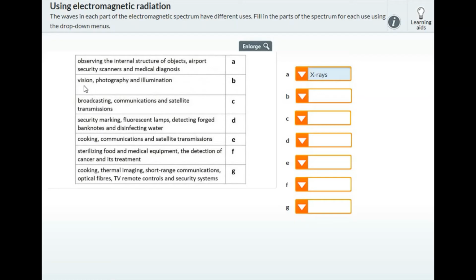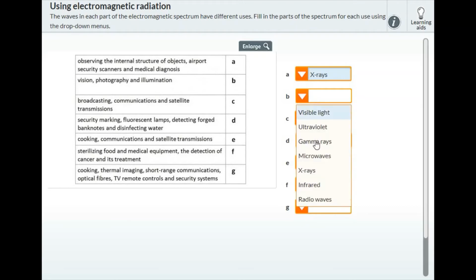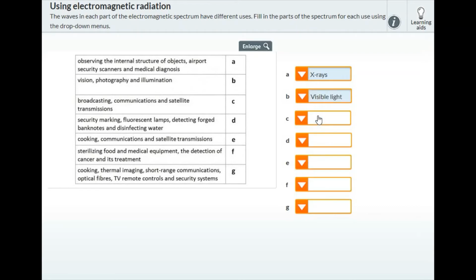Then it says for B, vision, photography and illumination. Okay, well that's visible light. We use the visible light part of the spectrum for illuminating objects, for photography, for our vision. Next part of the spectrum says broadcasting, communication and satellite transmission. Okay. Now, interestingly, we use radio waves and we use part of the microwave spectrum. But it doesn't mention anything about cooking our food, which microwaves do in a microwave. So I think this is then the radio wave part of the spectrum.